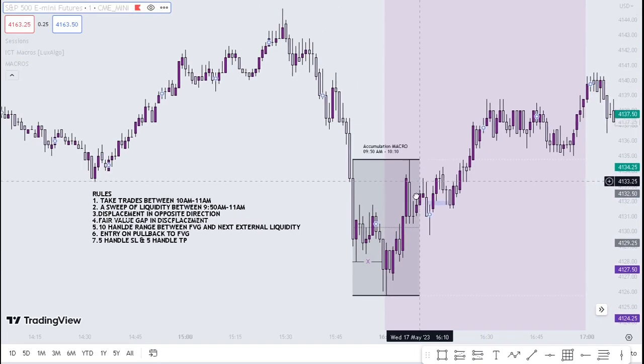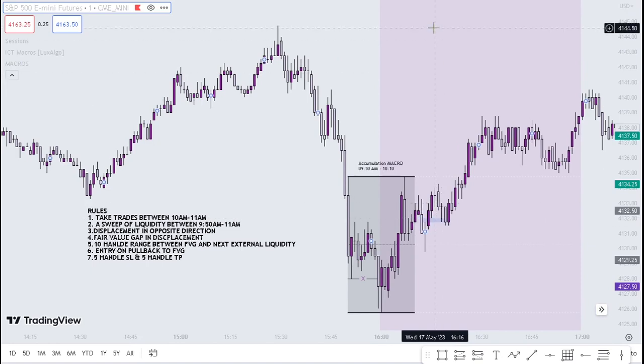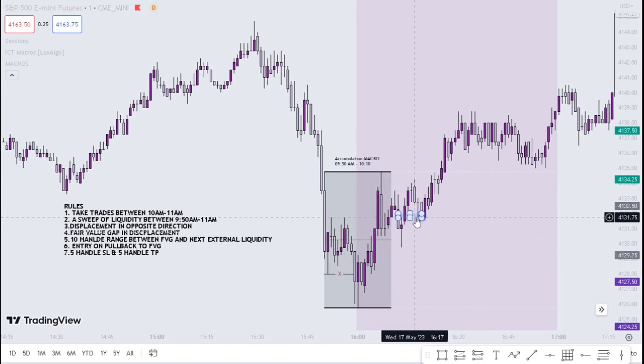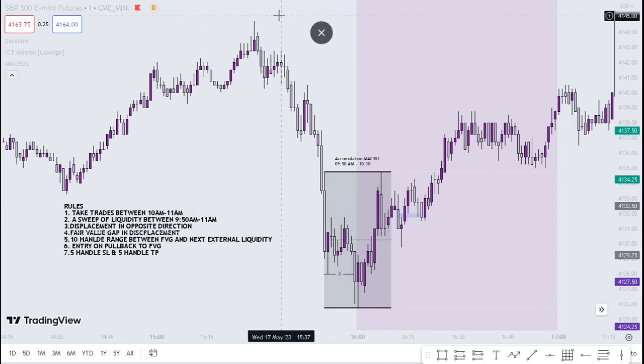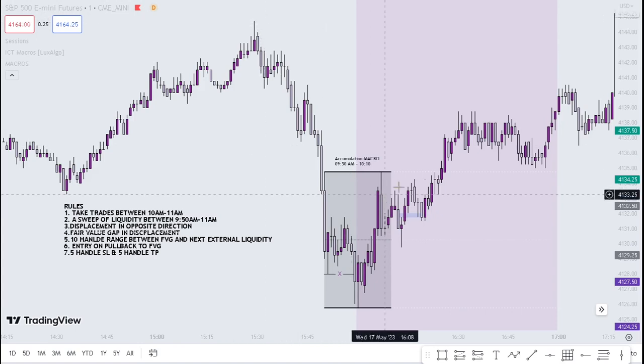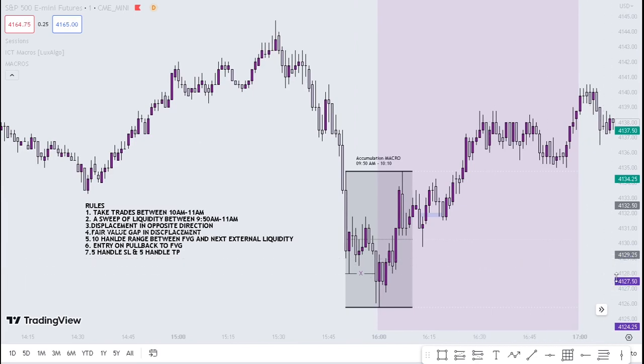So we check to see if we have a 10 handle range. Our fair value gap is at 4132. The next external liquidity is at 4144. So that's 11 handles. It's more than enough of a range.